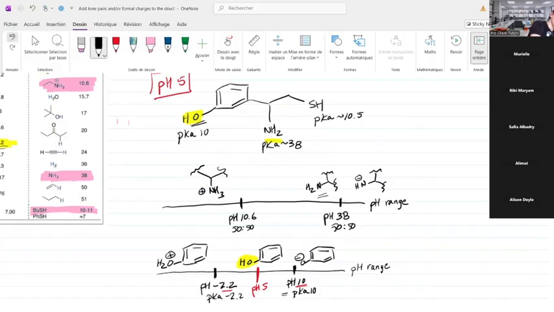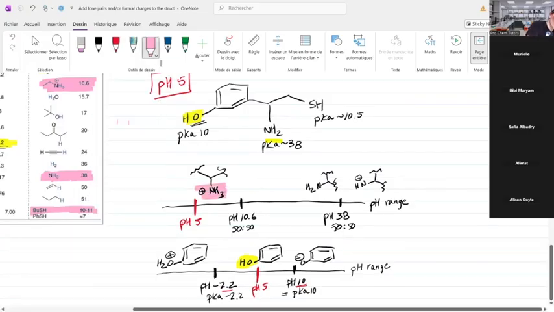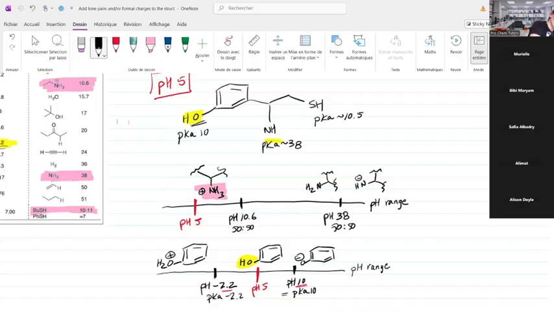Now, the question asks for pH 5. So again, pH 5 would be around here. So you look at which molecule is in this bracket. It's the ammonium. And so therefore, the correct answer for this functional group is NH3+, because it has a pKa of around 10.